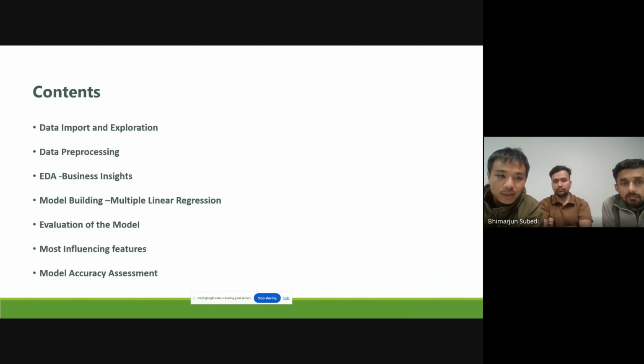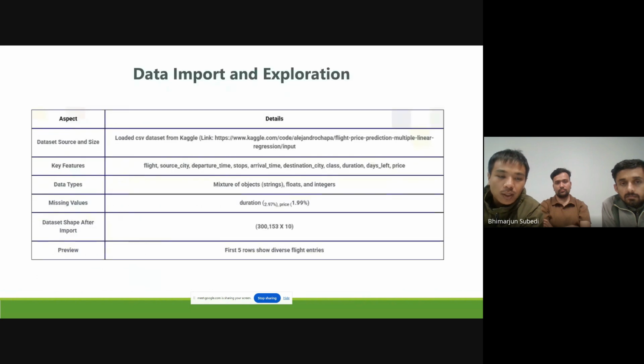Moving ahead, these are the contents: data import and exploration, data pre-processing and EDA with some business insights, model building, multiple linear regression, the model we used and the evaluation of the model. We also cover the most influencing factors as well as the model accuracy assessment.